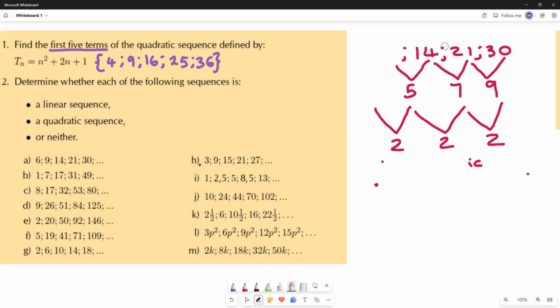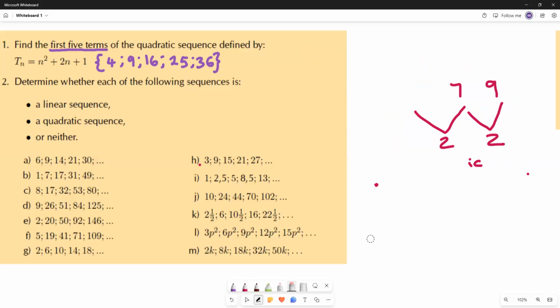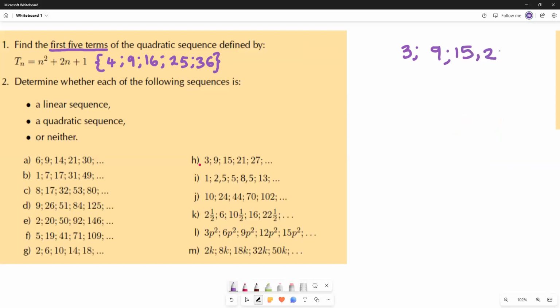Okay, so we're going to try B now. Quick, sharp. So let's do B. On B we have 3, 9, 15, 21, 27. Let me just verify: 3, 9, 15, 21, 27. Let's do our first differences.